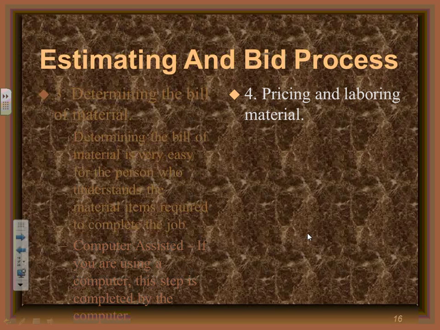Next, pricing and labeling. After you put all the equipment that you guys have taken off in a list, that's called your bill of material that you're going to purchase. By the way, this will help you purchase the material. Then you need to price that material and label it. Okay, I have a box like this, a square box.